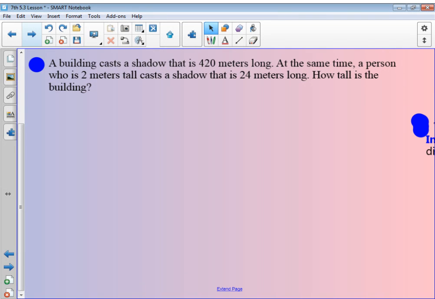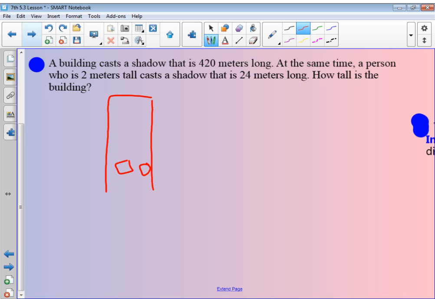So let's try another one of those. A building casts a shadow of 420 meters long. So a building, here's my building. I know you guys know I'm an artiste. There's my building, terrible windows. And it's 420 meters long, casts a shadow. So this is 420 meters.